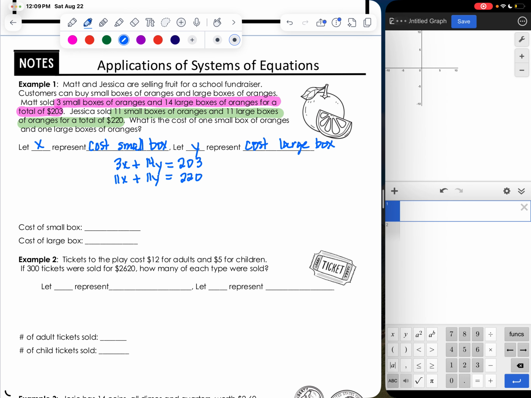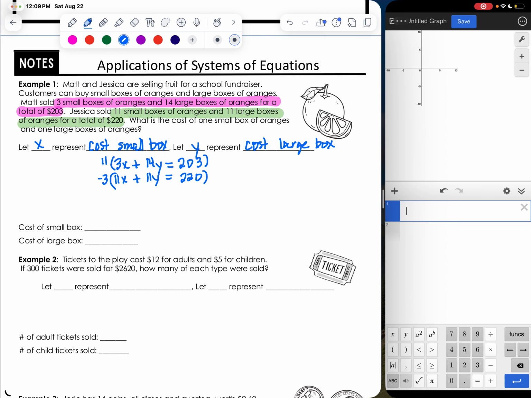Now, because both of these equations are in standard form, I'm going to solve by elimination. So let's try to eliminate our x's. So 3 will not go into 11, but if I multiply 3 and 11 together, I get 33. So I'm going to try to turn the top equation into positive 33x by multiplying it by 11. And I want to turn the bottom 11x into negative 33x by multiplying it by negative 3.